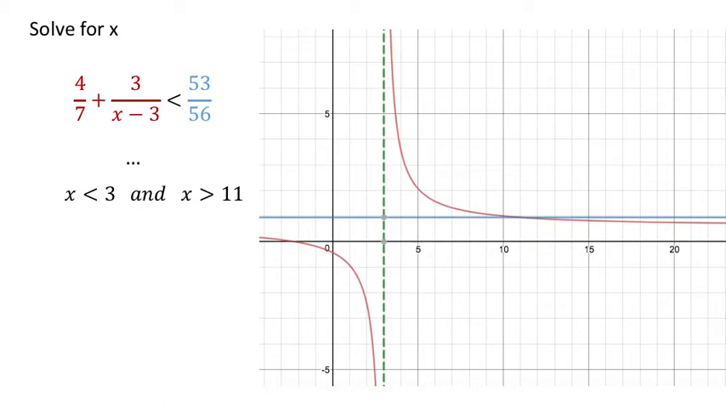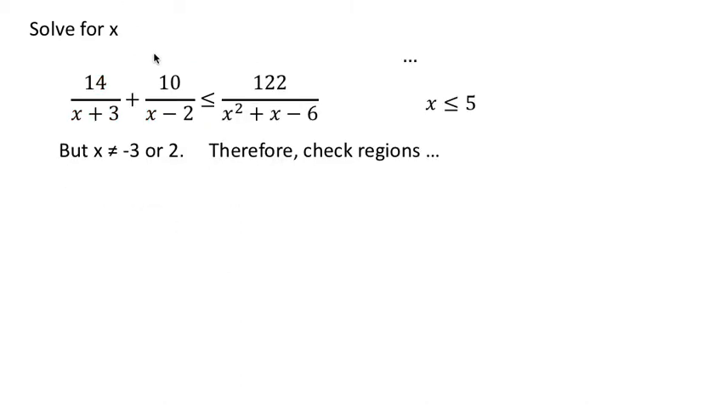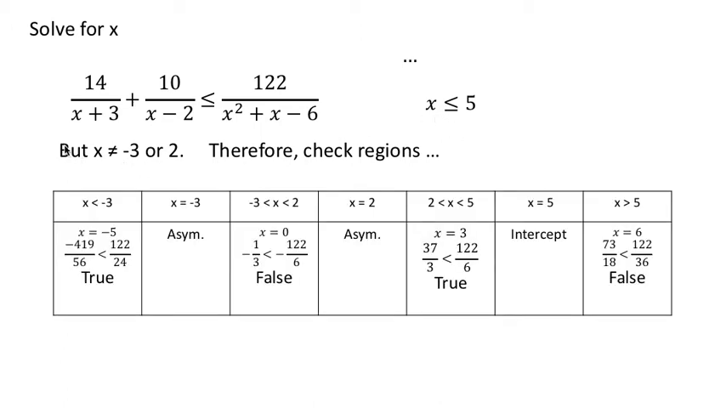One more example. This is what we did before. We solved this whole thing and we got that x is less than or equal to 5. But it can't be equal to negative 3, can't be equal to 2. This is important because both those numbers are actually less than 5. So let's check the different regions: less than negative 3, negative 3, between negative 3 and 2, 2, between 2 and 5, 5, greater than 5.